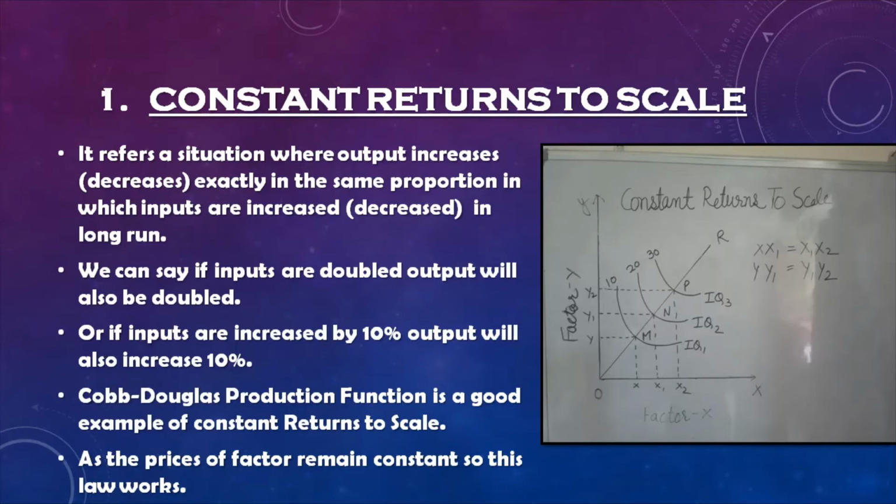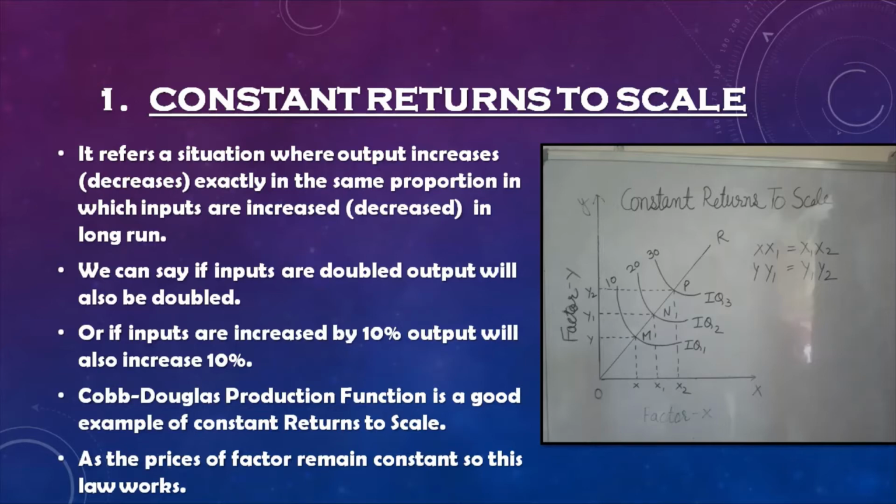Here we have a diagram which shows constant returns to scale. In this diagram, we have taken factor x on the x-axis and factor y on the y-axis. And there are three different isoproduct curves and a scale line OR. L, M and P are three points which show the producer's equilibrium.